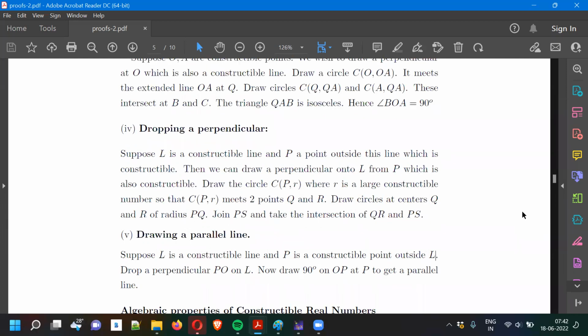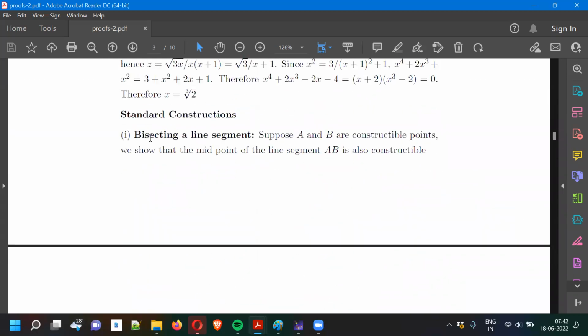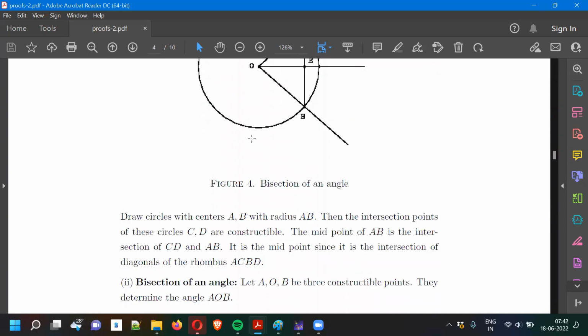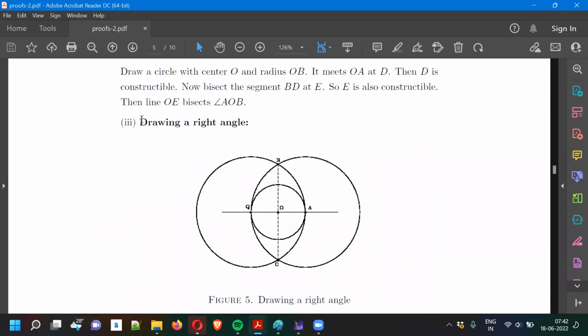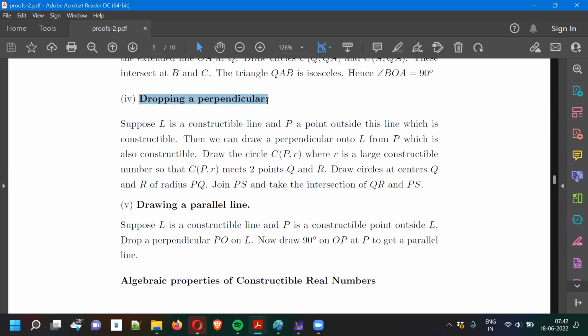So these are extremely basic 5 simple constructions. What are these? Quickly, how do you bisect the line segment? How do you bisect an angle? How do you draw a right angle? How do you drop a perpendicular from a point to a line, where the point is outside the line? And how do you draw a parallel line? Given a line and a point outside, how do you draw a parallel line passing through that point?